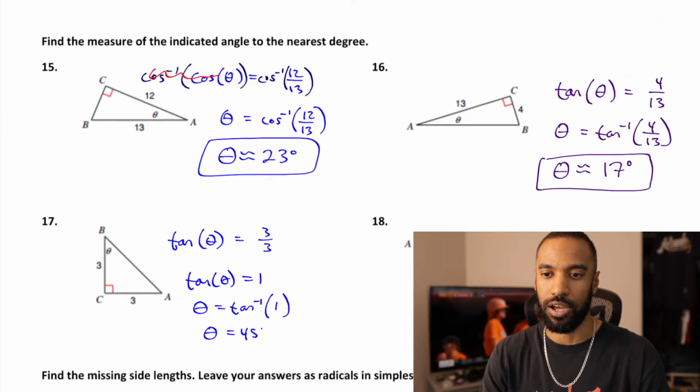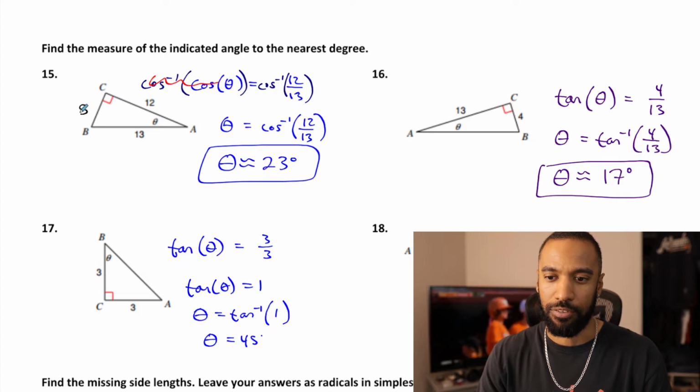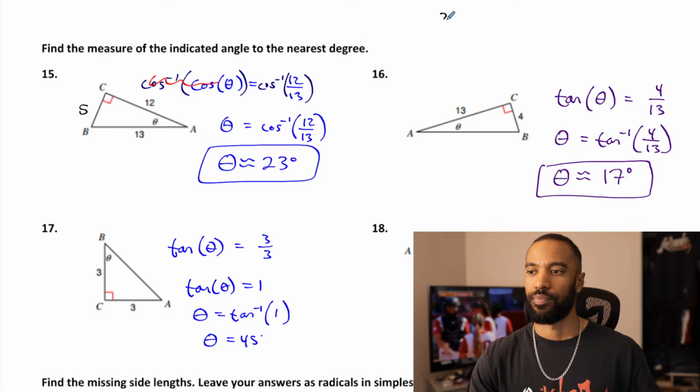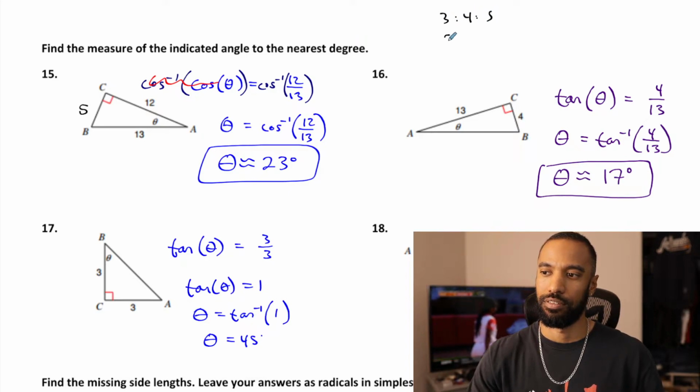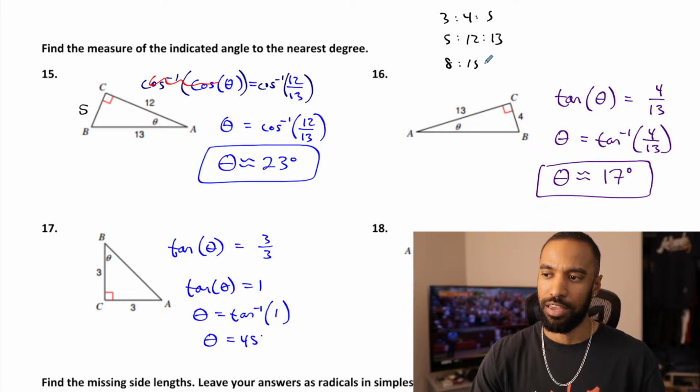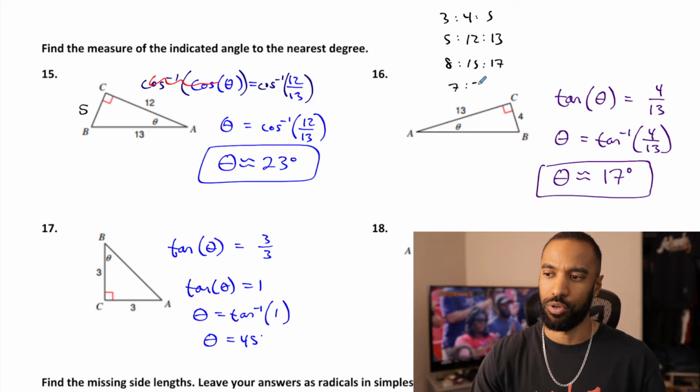Hey, there was one up above. I didn't call it out. This would have been a 5 right here. 5 squared plus 12 squared is 13 squared. There are some: 3, 4, 5, 5, 12, 13. These are the only 4 I know off the top of my head. 8, 15, 17, and 7, 24, 25.